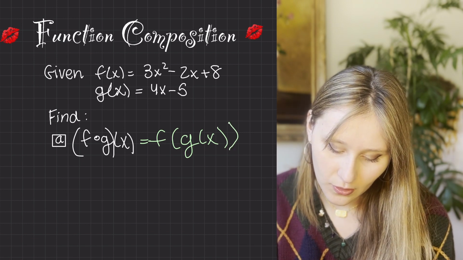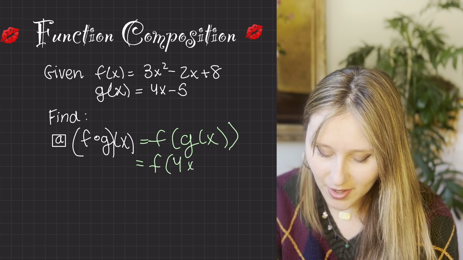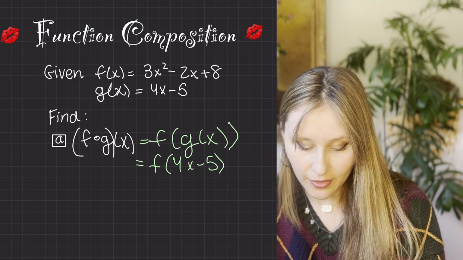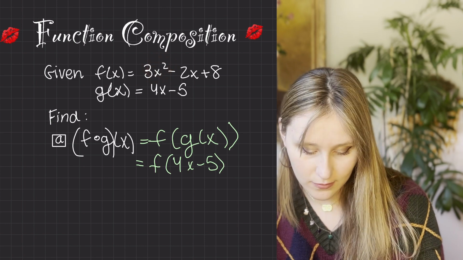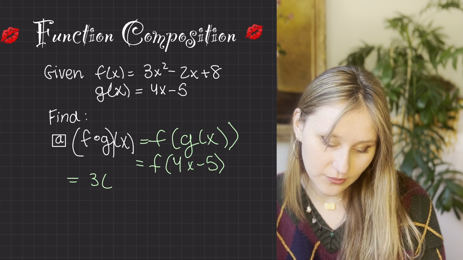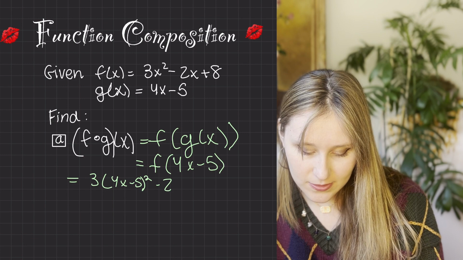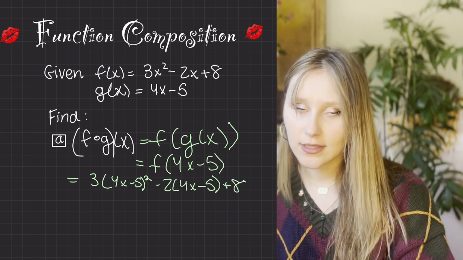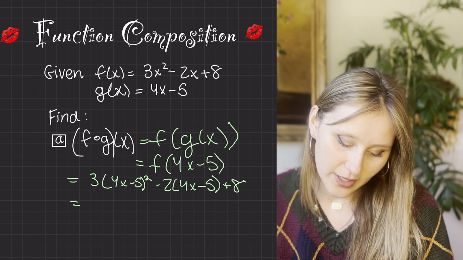So that is the same as f of 4x minus 5. So then we'd have to plug this in as the x. We're plugging that into this new function. In fact, we're going to have to start working over here because this is about to be juicy, right? So 3 times (4x minus 5) squared minus 2 times (4x minus 5) plus 8. Okay? Then we have to simplify till we get somewhere.